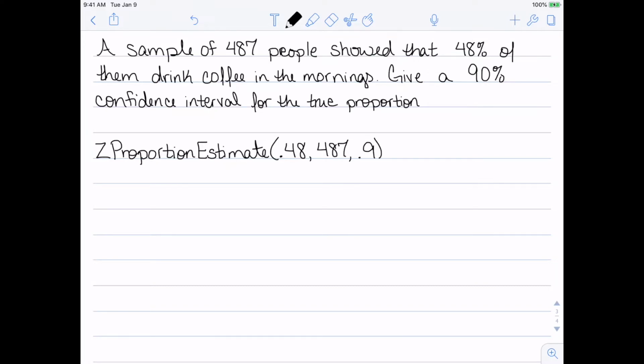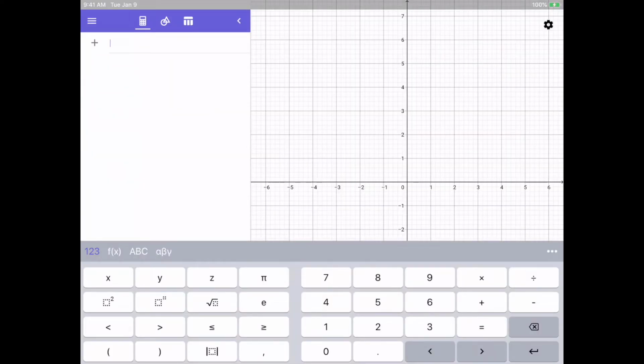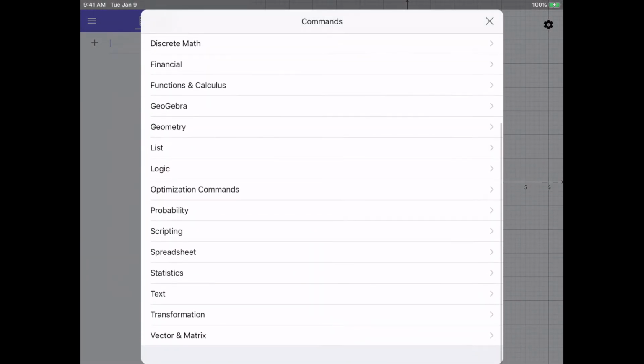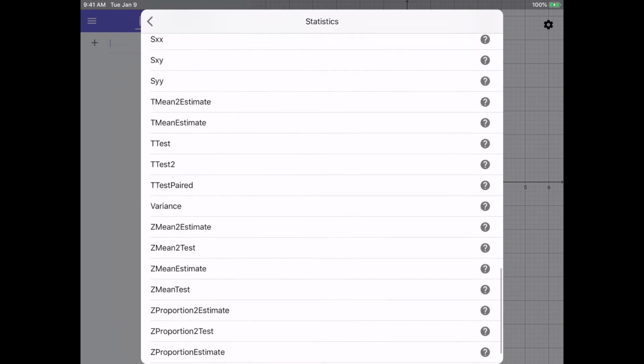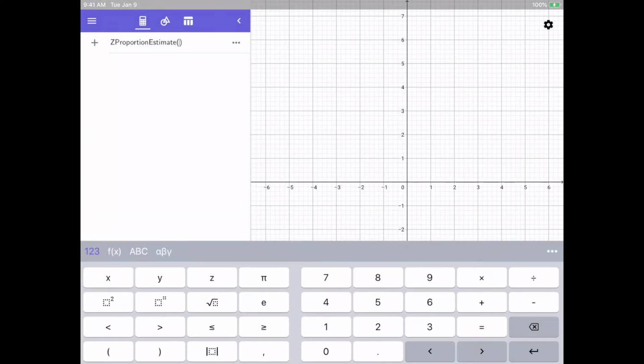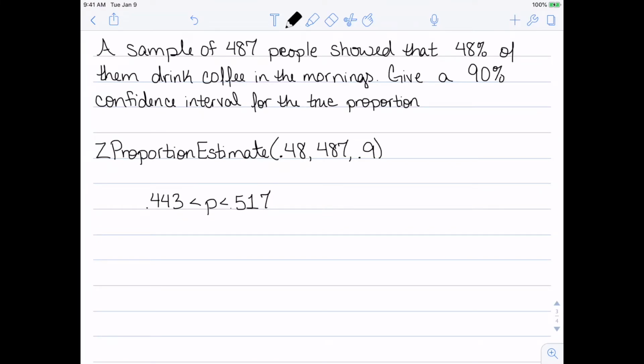We can now go over to our graphing calculator. So here's the GeoGebra graphing calculator. We hit the 3 dots, down to statistics, and we want to go down to the Z's to the Z proportion estimate. From there, we enter our sample proportion, which is 0.48. Our sample size was 487, and our confidence level is 0.9. So we have 0.443 and 0.517. So here's our confidence interval.